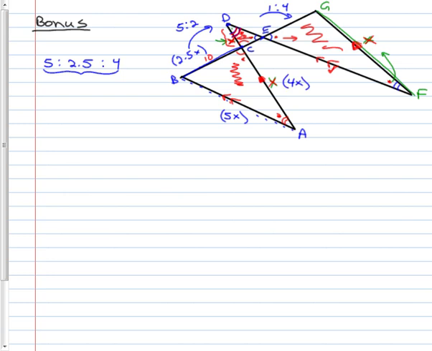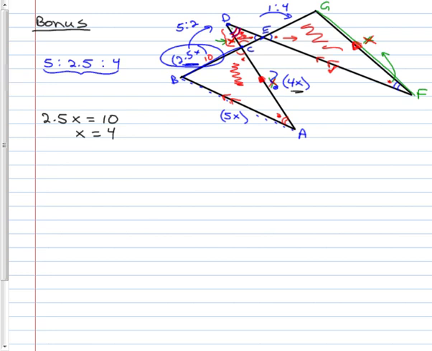So I know this side is 10. I can figure out this missing side in the first triangle. I'm going to use that 2.5x equals 10. 2.5 times some scale factor must give me the 10. So if I divide by 2.5, I get 4. So I know my x is 4.